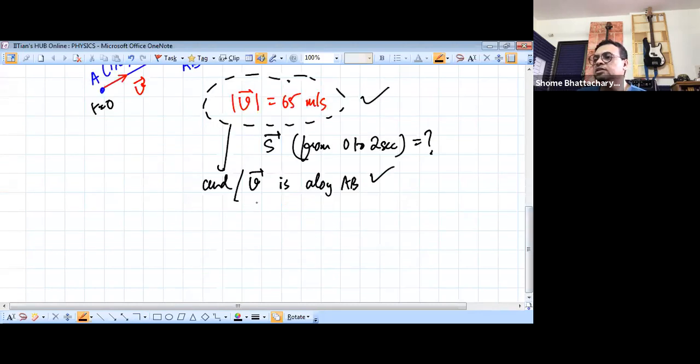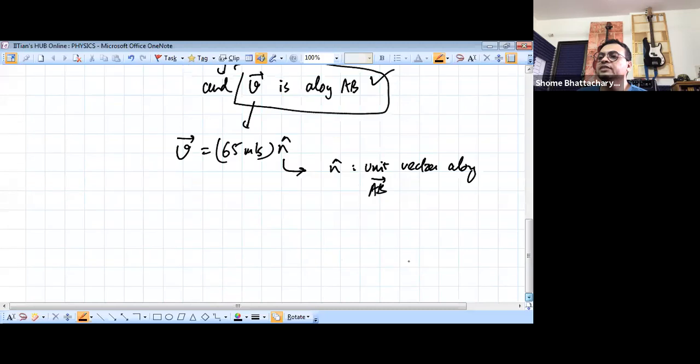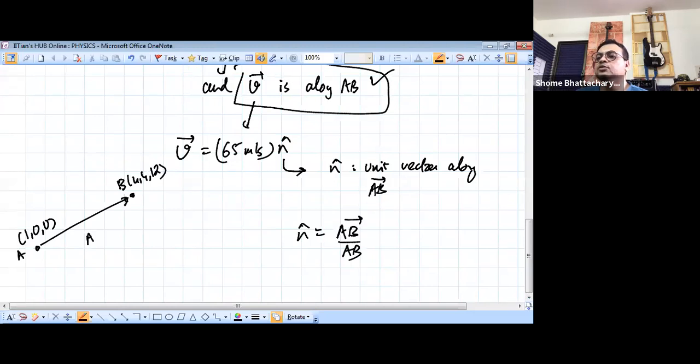So we will use the concept of unit vector. Okay? So since velocity is along AB, that means velocity is equal to 65 meters per second into a certain unit vector. और वो unit vector क्या है? That unit vector is the unit vector along the vector AB. So that unit vector is nothing but AB vector divided by its magnitude. Okay, so A is this point 1, 0, 0. B is this point 4, 4, 12. Okay. So ये vector AB कौन सा है? The vector AB is nothing but from 1 to 4.